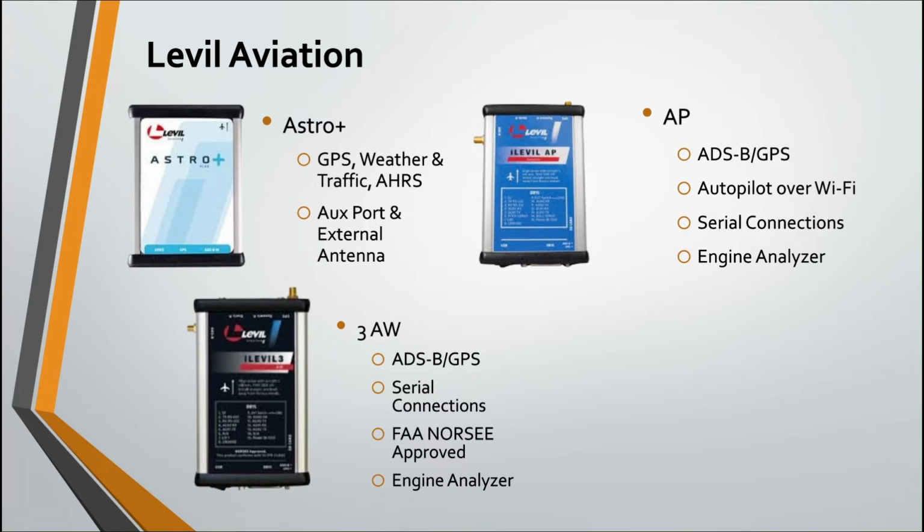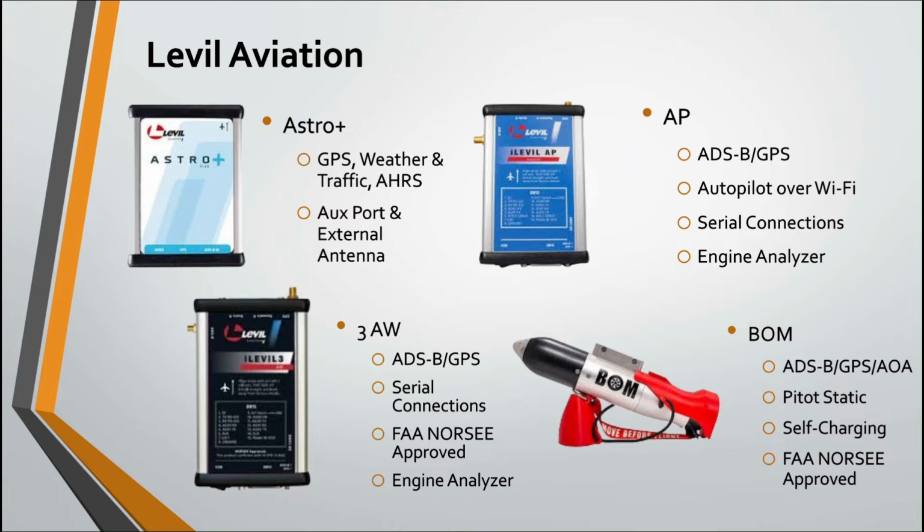Next is the Level 3AW. 3AW has ADS-B and GPS like we saw before, serial connections, and is also FAA NORC approved as a backup. Finally, from Level is the Bomb. This unique device hangs off the wingtip, has pitot-static, is self-charging, ADS-B, GPS, and angle of attack, and is also FAA approved as a backup.